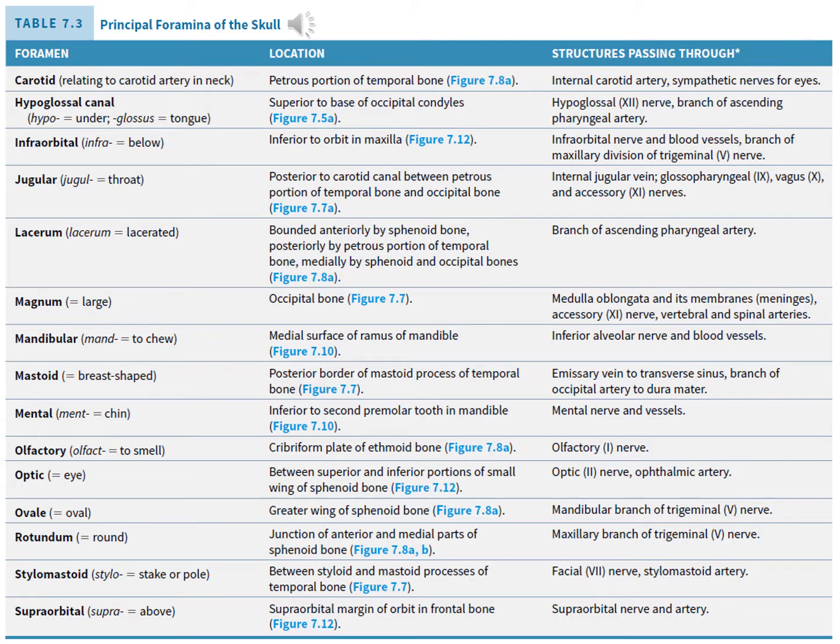Here is a table that shows the principal foramina of the skull. When I say foramen, I want you to think about holes or passageways located in the bone or in the skull. So we have different types of foramen and they are located in different bones of the head. And it's nice to know what are the different structures that pass through each foramina.